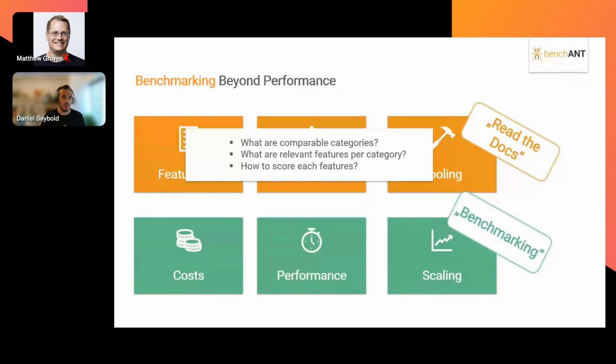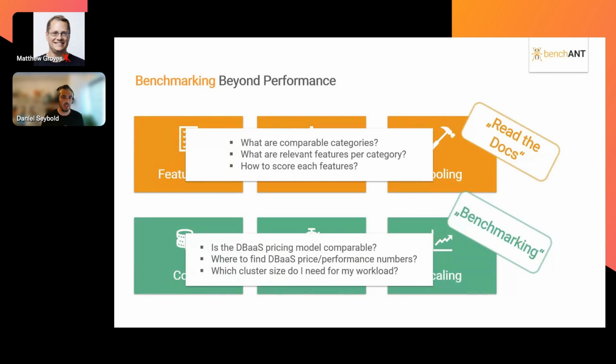And there, we decided to answer questions: what are comparable categories? What are relevant features per category, and how to score each feature to provide an easily usable platform to customers. And of course, bringing that together with the performance numbers that we have with our platform.